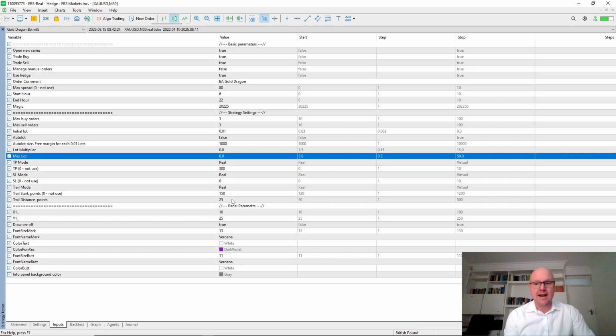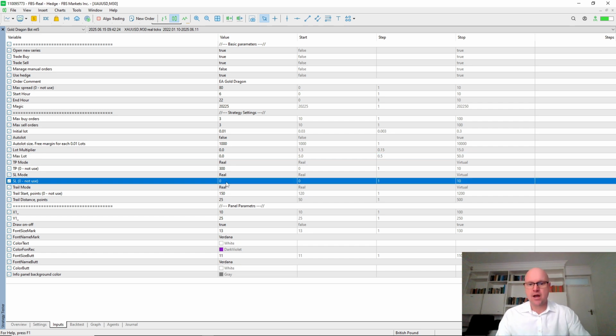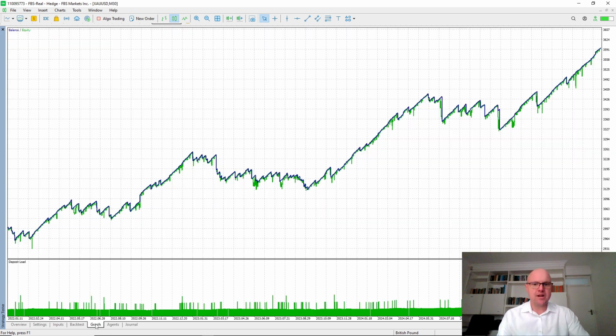Then when we look at our take profit, it is set at 300 points, and it also uses a trailing stop method that starts at 150 and then trails by 25. Now, all of this means is that each trade has a stop loss, take profit, and also an aggressive trailing stop.